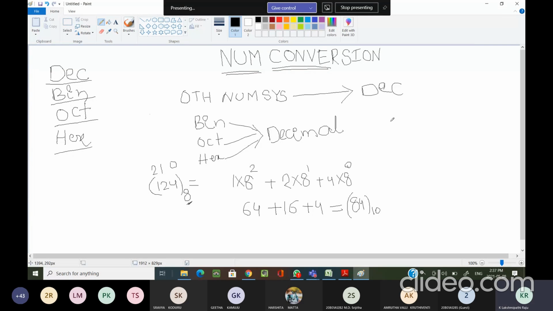Now those who have completed, you can do one more problem. 365 of base 8, you can convert into decimal. Hope everyone is doing the problems. I am assuming that everyone is doing the problems in your notebook.